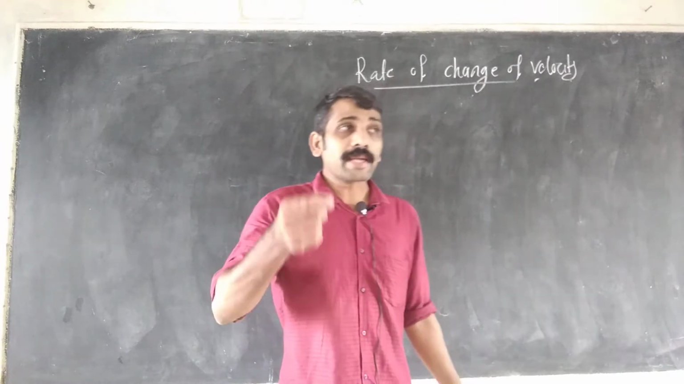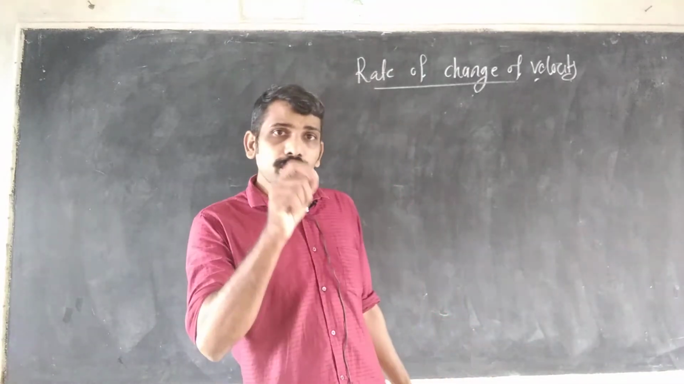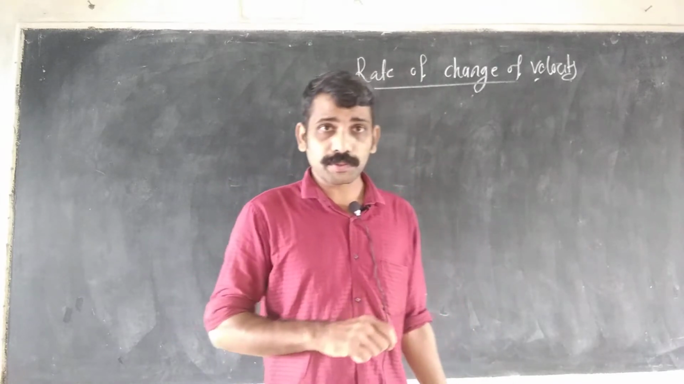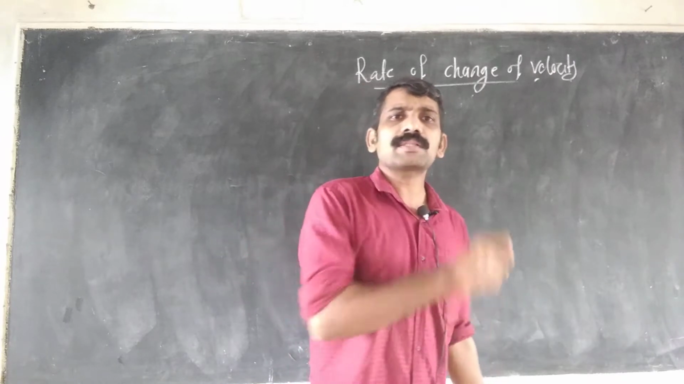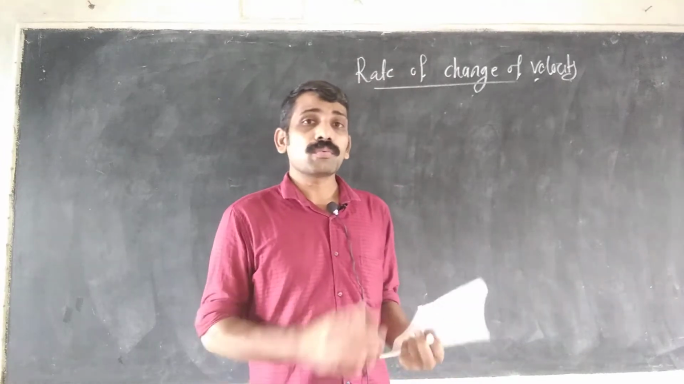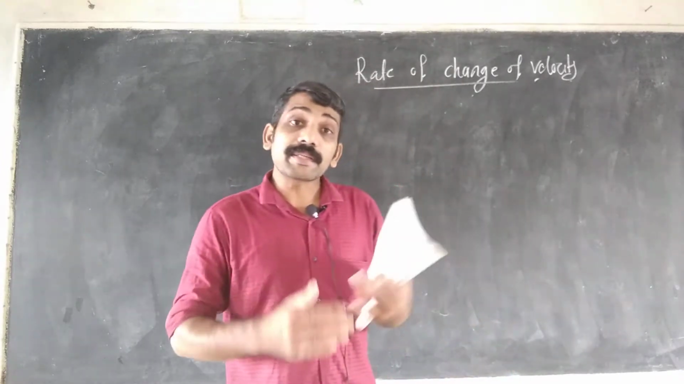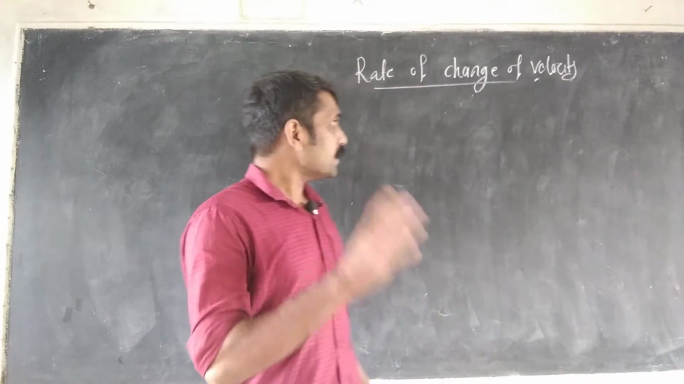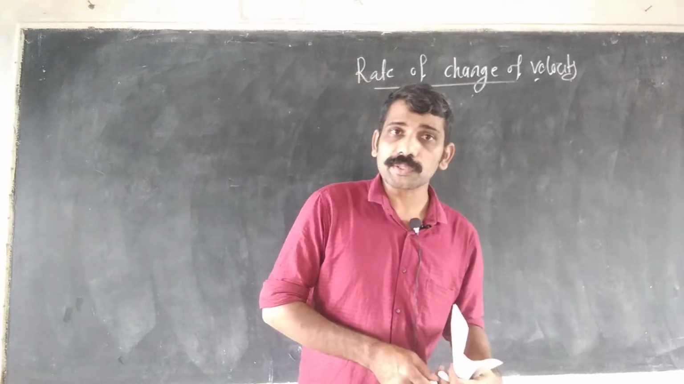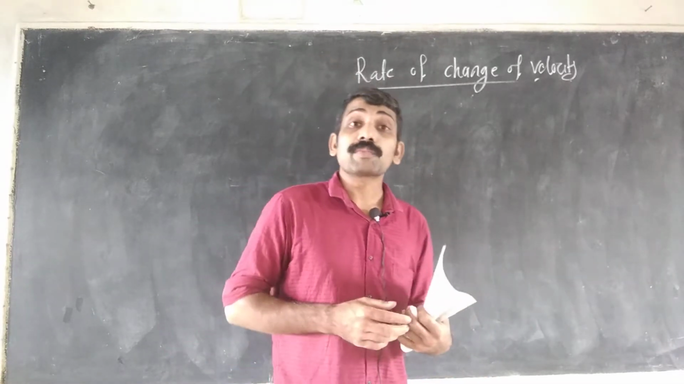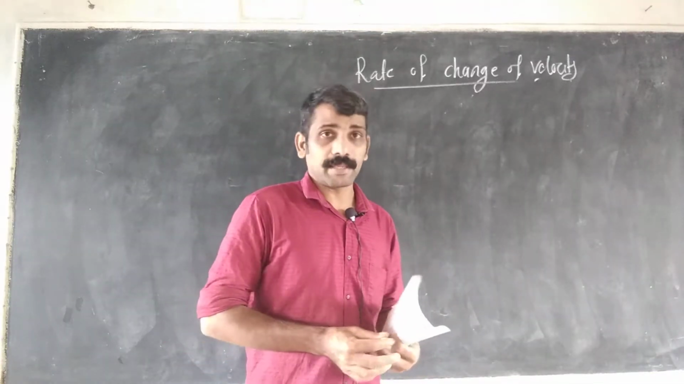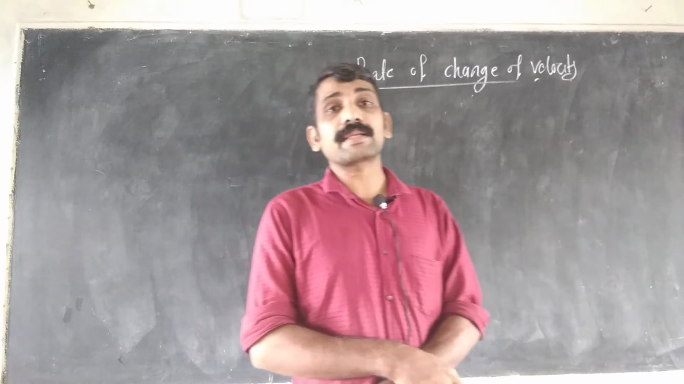In rate of change of motion, we describe how fast and how slow an object moves. To say fast and slow, what do we need? Time is needed. So in the case of rate of change of velocity, we need both: one is change in velocity, another is time, right?